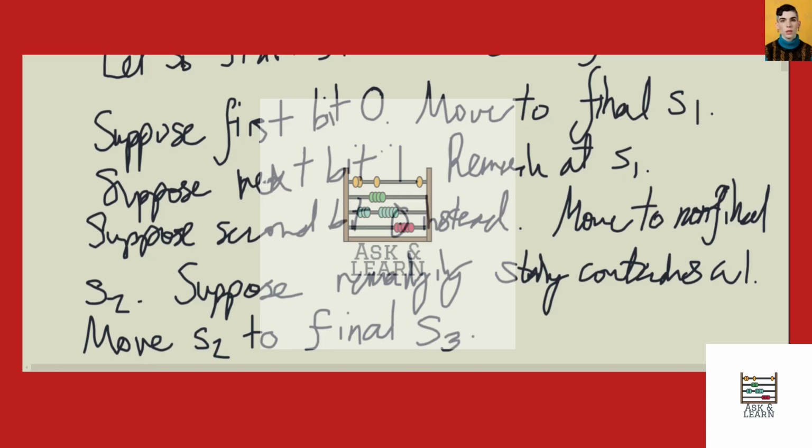We can't move to S1, because that would imply that 0, 0, 1, 1, 0, 0, 1, and then 0, 1 would be accepted, but it should not be accepted.